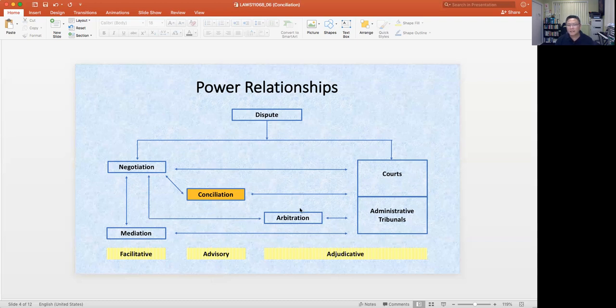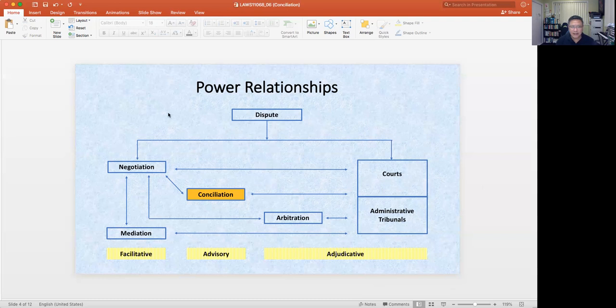Away from that is arbitration, as we see. As we know, the arbitrator makes an adjudication, makes a determination as to the dispute between the parties. And ultimately, that's the function of the courts as well, to make a determination or adjudicate the matter between the parties so that there is certainty and finality in terms of the outcome.